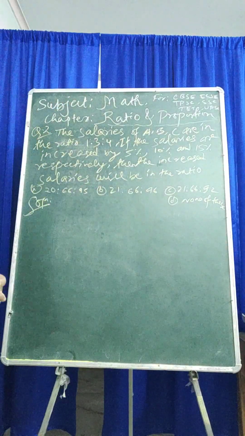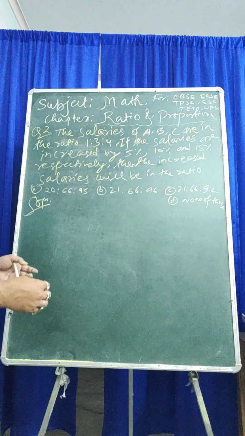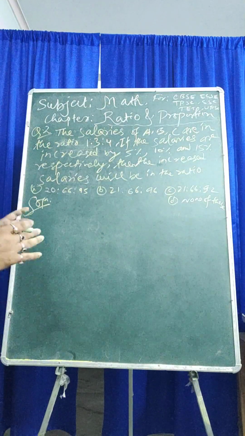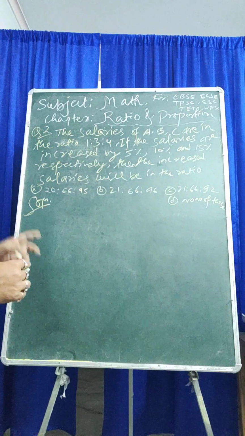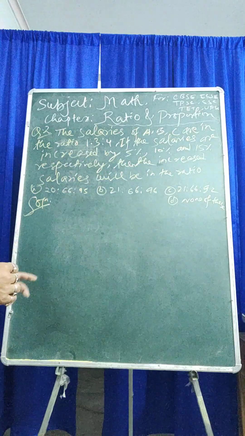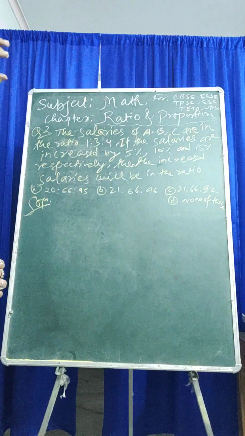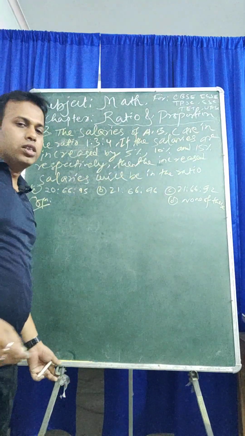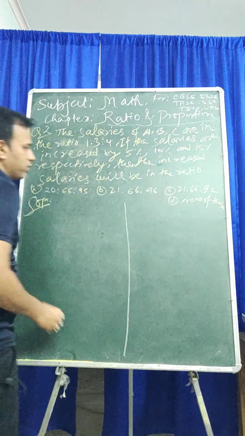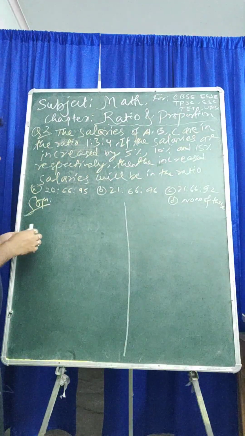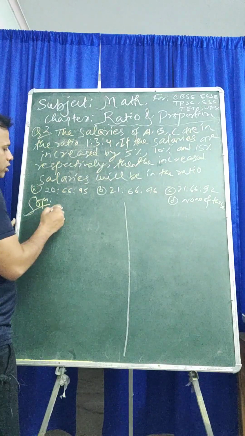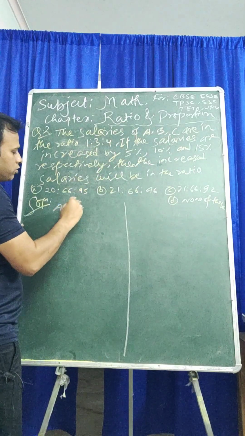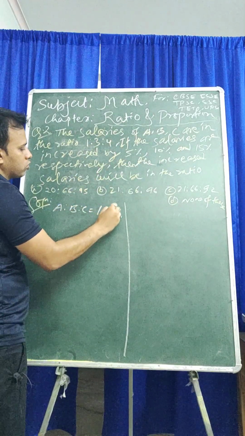Okay, so our next question, question number 2 from ratio and proportion, is like this. The salaries of A, B, C are in the ratio 1:3:4. If the salaries are increased by 5%, 10% and 15% respectively, then the increased salaries will be in the ratio of what? 4 options are given. Which option will be correct? We have to find out. Okay, let's try to do it. First, consider the ratio 1:3:4, so A is to B is to C is 1:3:4.